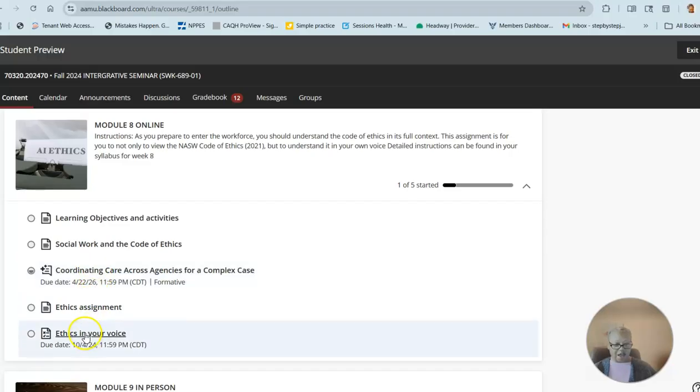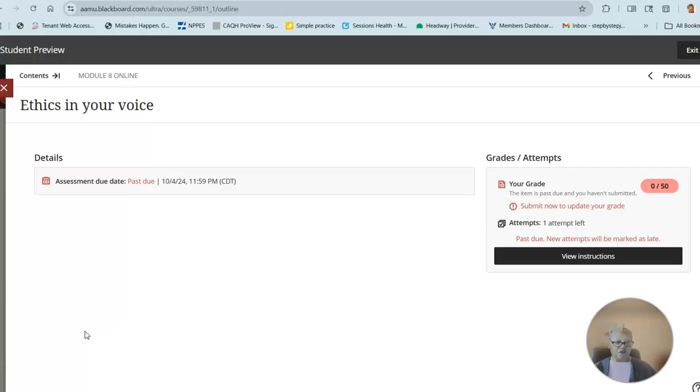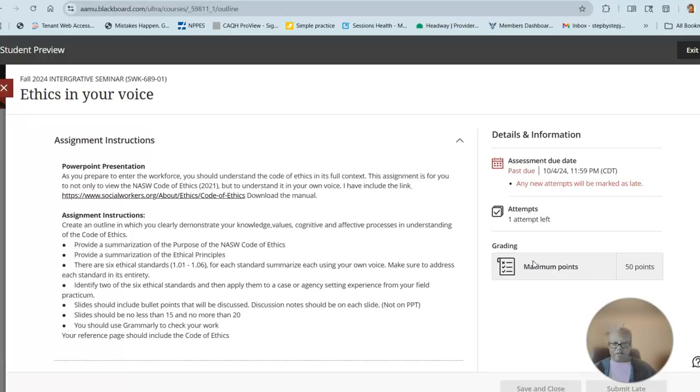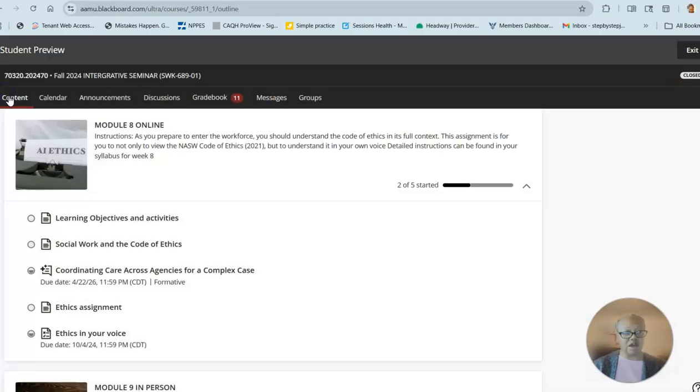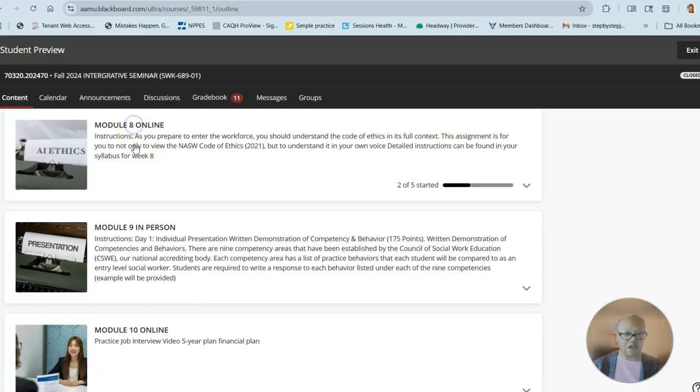Okay. Ethics in your voice is another big one. This is about 50 points. Let's see if I can view the instructions. There you go. Okay, so I did put the instructions in. On the student preview, apparently, I have to get at the information in a different way. But you saw how I was able to click on view instructions to get access to that information.